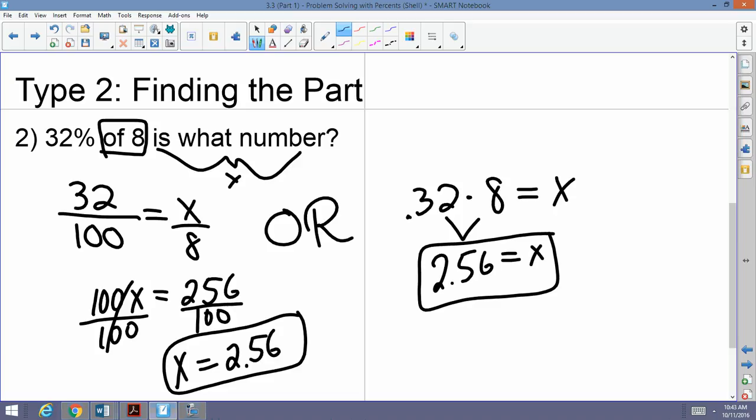The question was, can you simplify this x and 8? No.